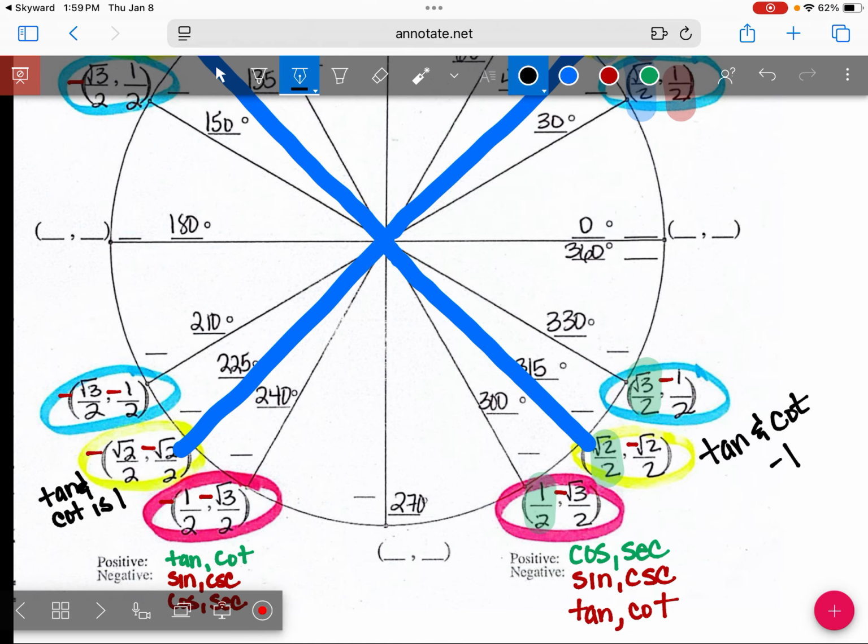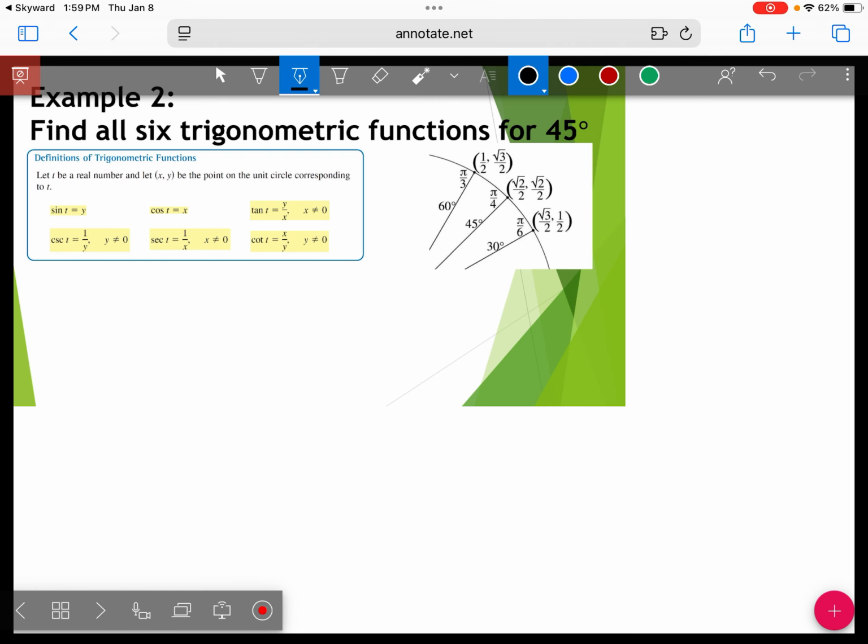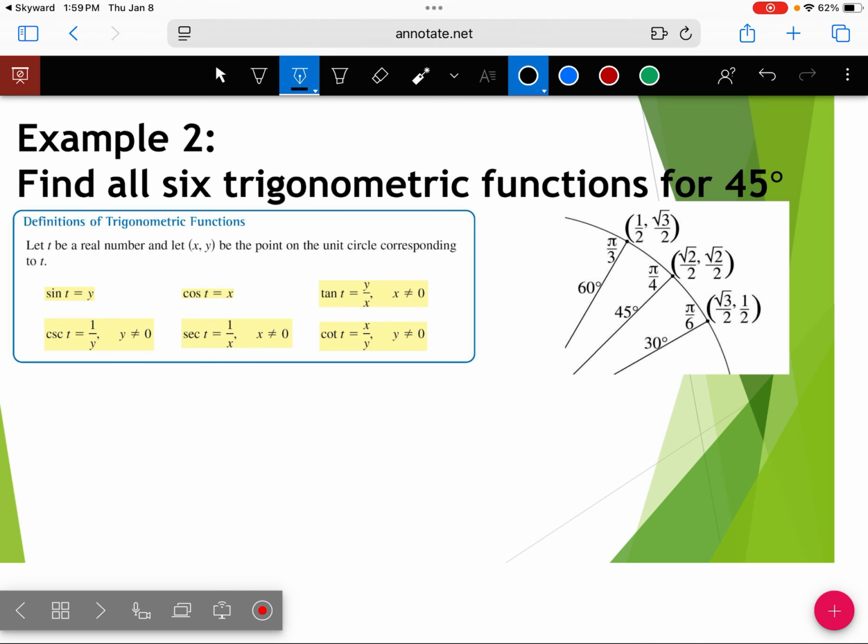So now that we have done that, let's move on to example 2. And that is find all 6 for a 45-degree angle. This one should go way faster. I'm gonna give you a couple minutes. Find all 6 for 45 degrees. And because sine and cosine are the same, secant and cosecant will also be the same. And we already figured out what tangent and cotangent would be. So I'm gonna give you a couple minutes to see if you can fill in all 6.